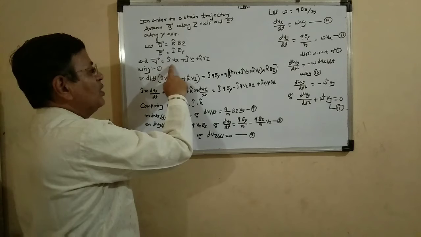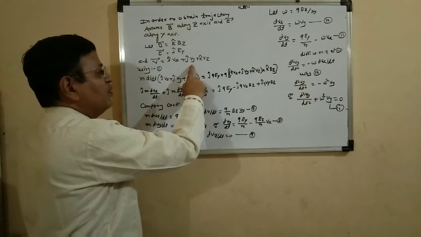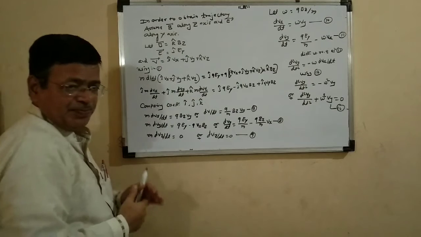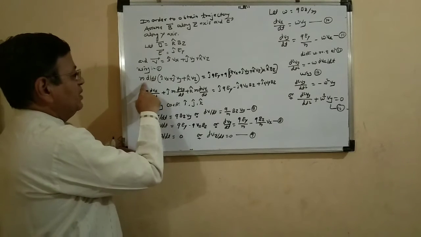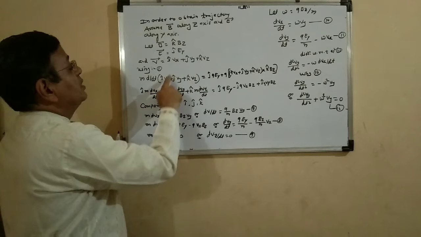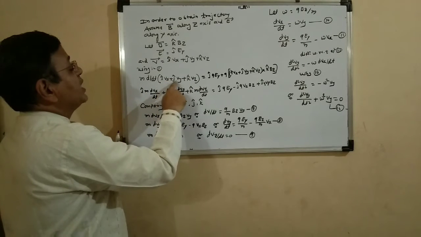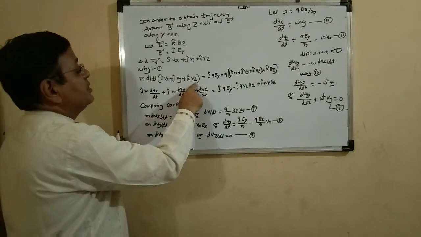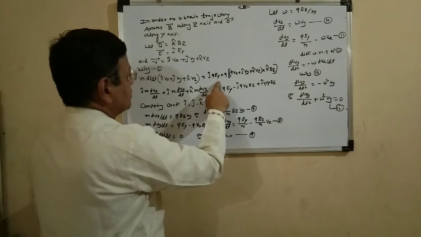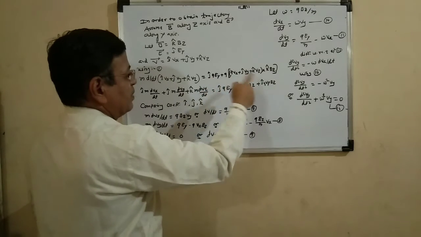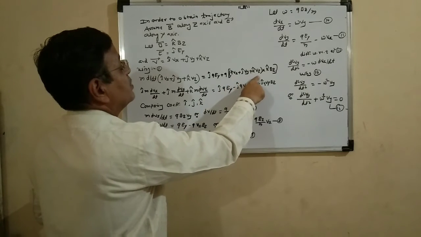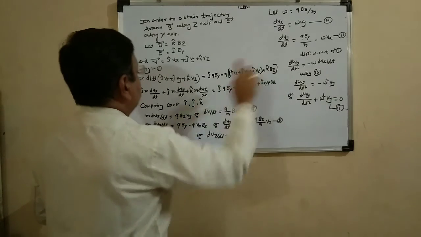So V is equal to i cap Vx plus j cap Vy plus k cap Vz. Using this in equation number 1, we have to get m dv by dt. Instead of v, we have to write this value of v here: i cap Vx plus j cap Vy plus k cap Vz is equal to j qEy plus q into v cross B. V means i cap Vx plus j cap Vy plus k cap Vz cross k cap Bz.